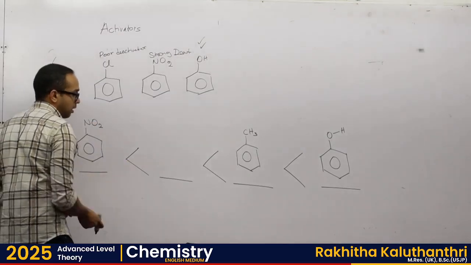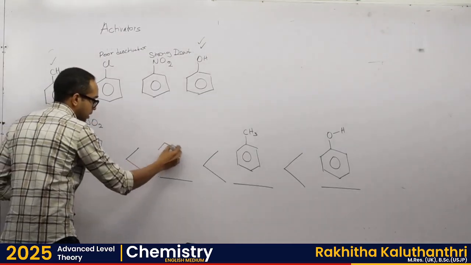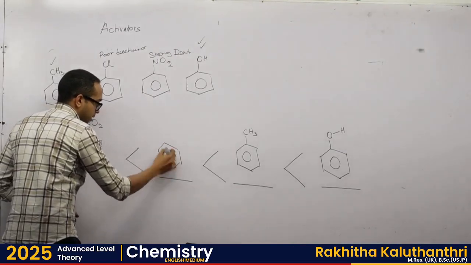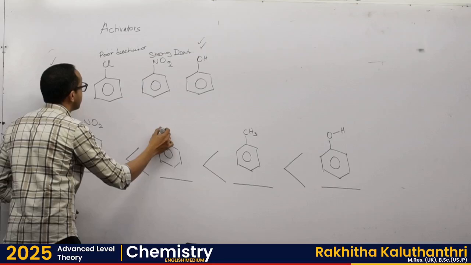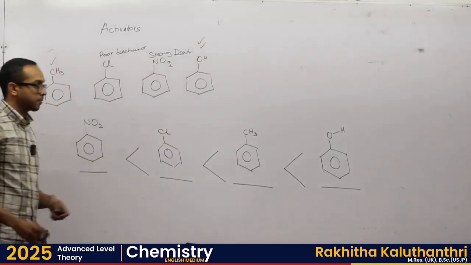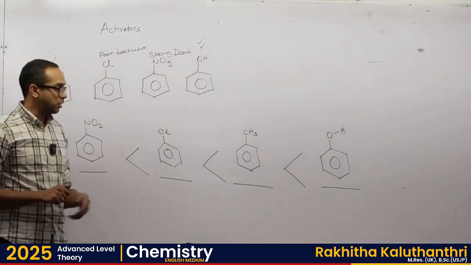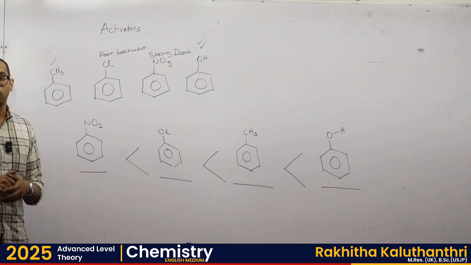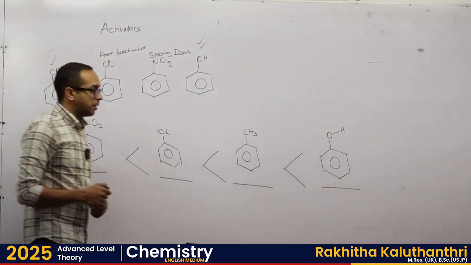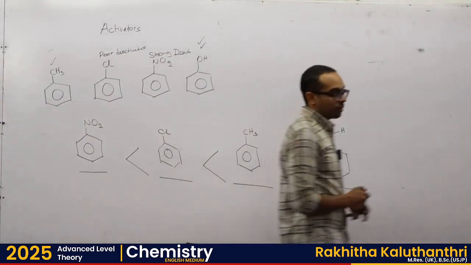Then the next weaker ring deactivator will take the third place. Cl. Is that clear? So we have nitrobenzene, chlorobenzene, toluene and phenol, right? So this is how you will be arranging them.